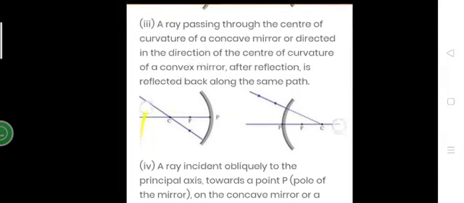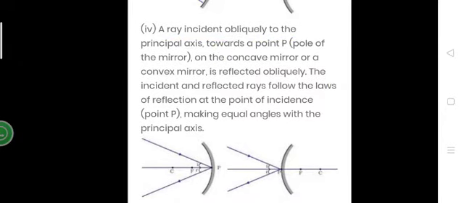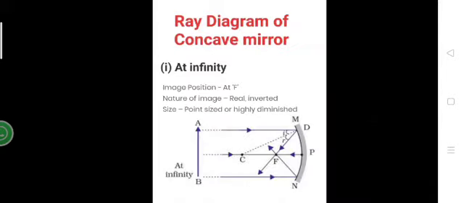So now the fourth rule says: a ray incident obliquely to the principal axis towards a point P. That means our ray coming from a source is obliquely incident at the pole, making an angle with the principal axis, and after reflection it makes the same angle with the principal axis, in both cases, either convex or concave. This follows exactly the laws of reflection. Clear?